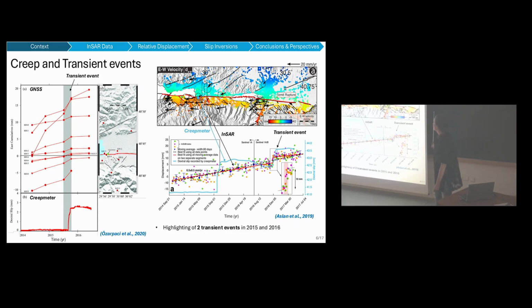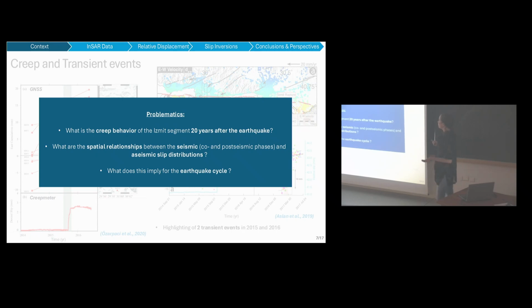So the Izmit segment seems to be affected by at least two transient events, and this leads to some questions. What is the creep behavior of the Izmit segment 20 years after the earthquake? Is it still seismically creeping with transient events, or is it locked? What can be the spatial relationship between the seismic slip distribution of the 1999 earthquake and the aseismic slip distribution? And what does this imply for the earthquake cycle?